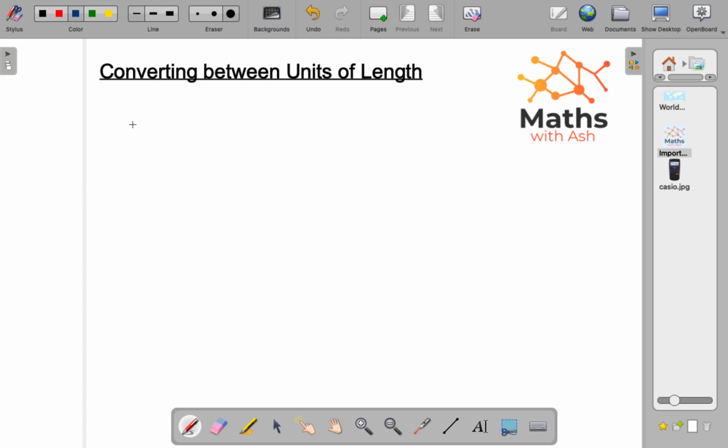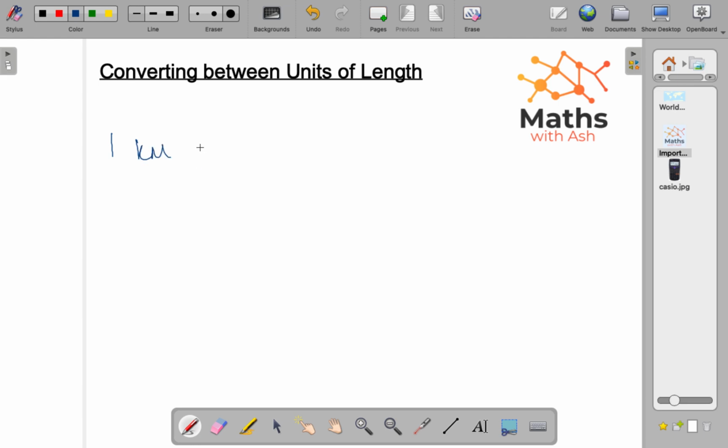Okay, so in this video we're going to do converting between units of length. We're only going to do common units of length in this video. So we're going to be doing kilometers, meters, centimeters, and millimeters. Let's start with kilometers.